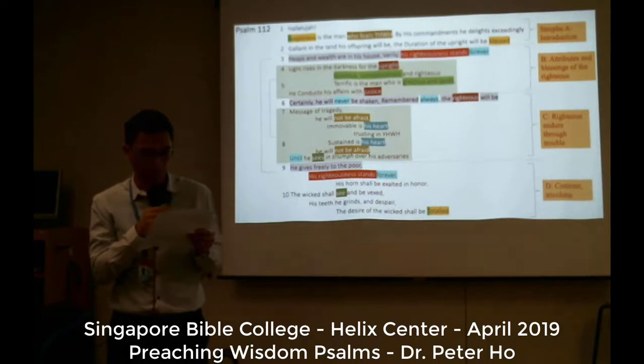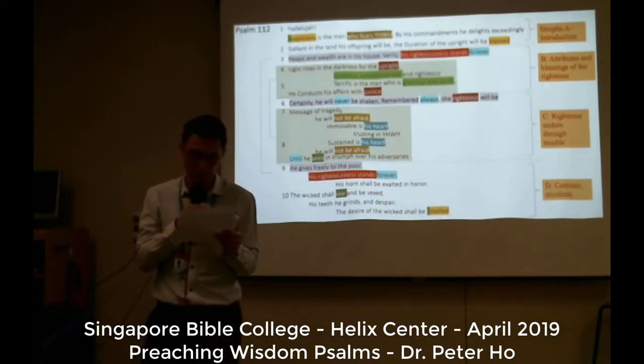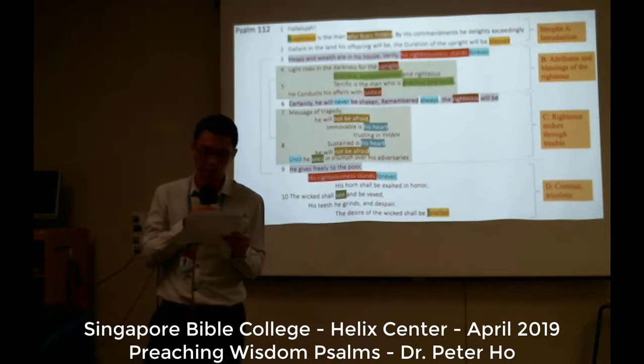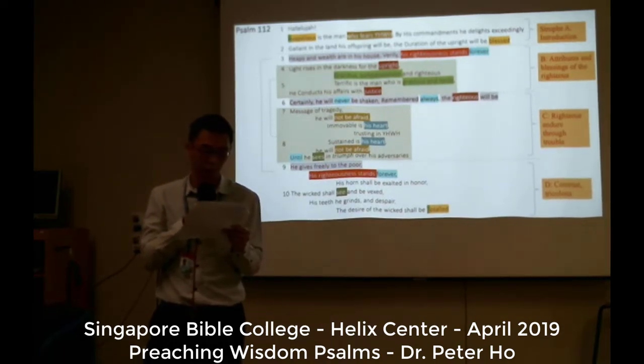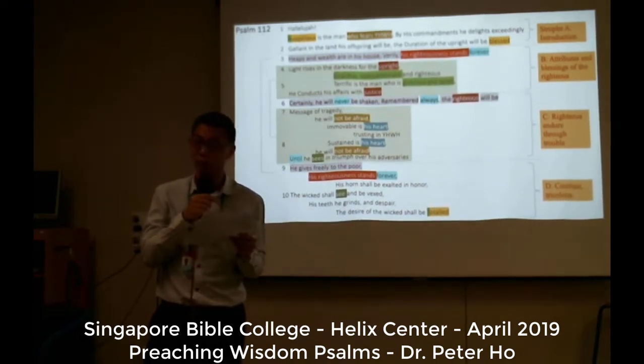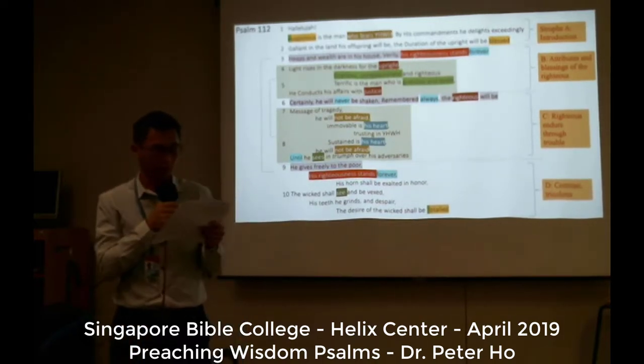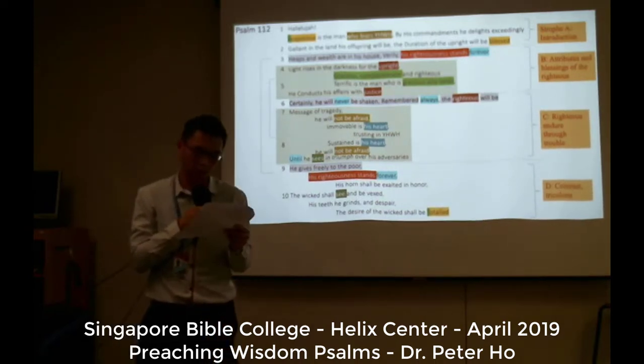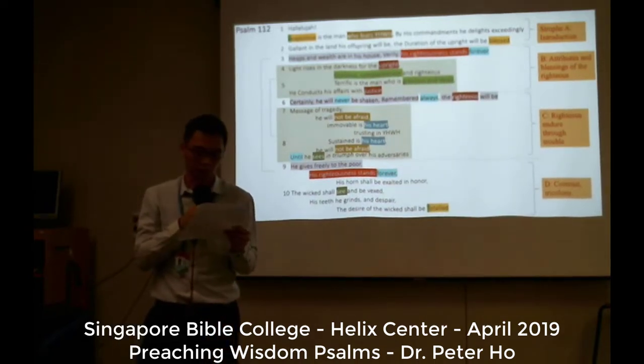Structurally, this psalm has 10 verses and can be divided into 4 strophes, A to D. Strophe A functions as the introduction of the psalm, highlighting the blessedness of those who fear Yahweh and how they will perpetuate and influence others. After this introduction, strophes B and C expand on the actions, attributes, and how one who fears God will endure through adversity.